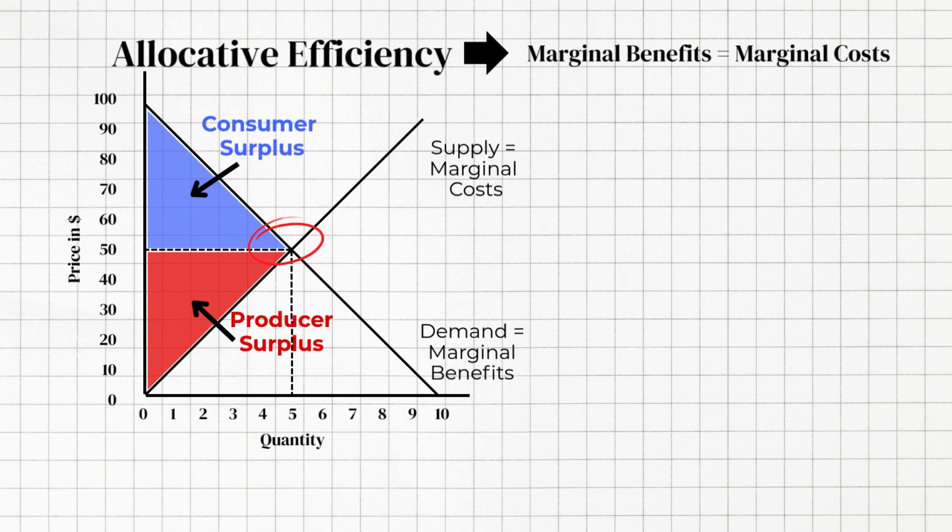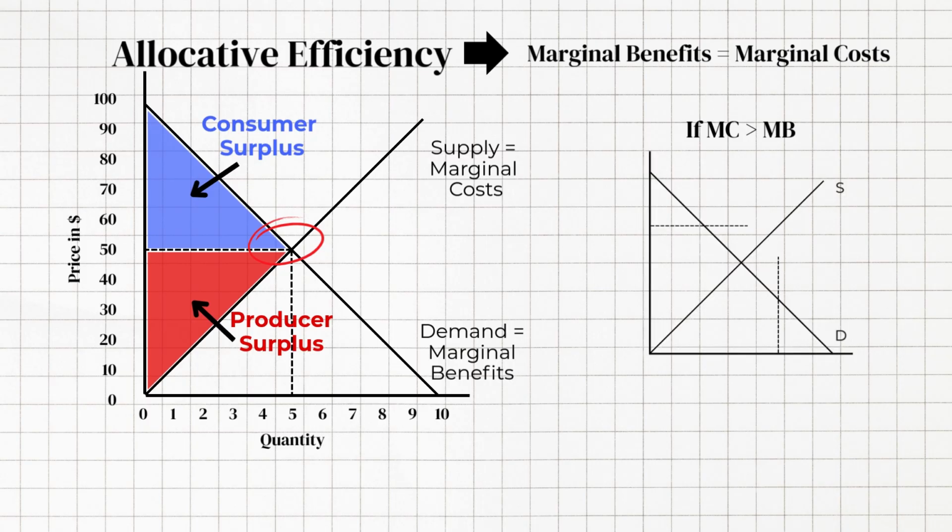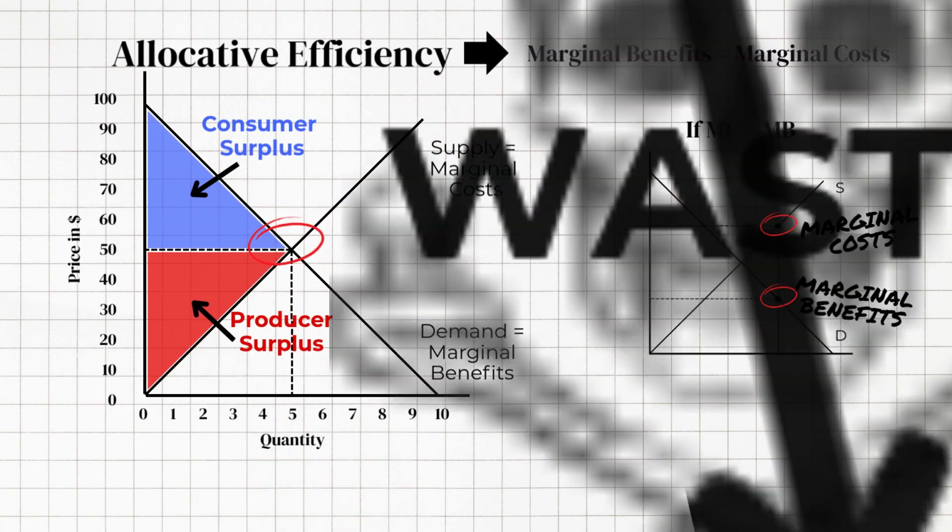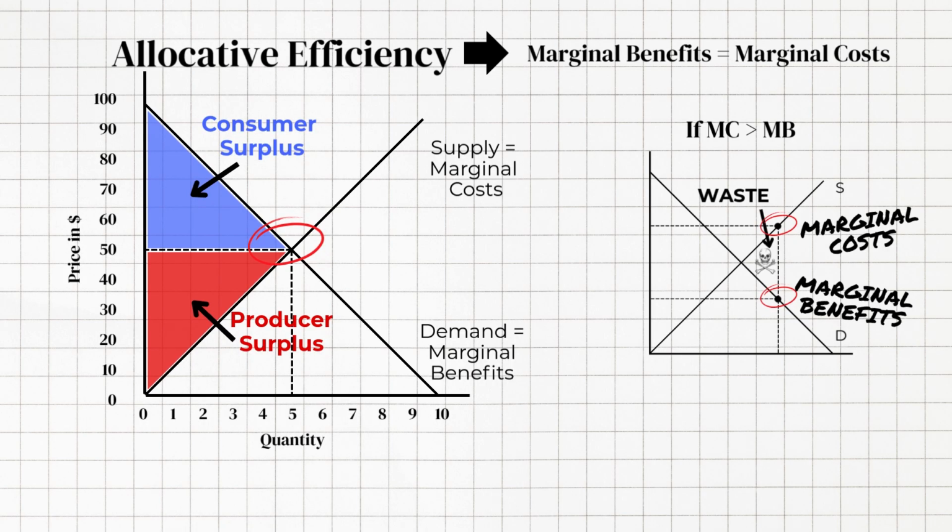But let's take a closer look at why it is. If the marginal costs are greater than the marginal benefits, this would mean that it is costing society more precious resources to produce the last unit than the value that society puts on it. In other words, suppliers are wasting resources making more than what the people actually want.